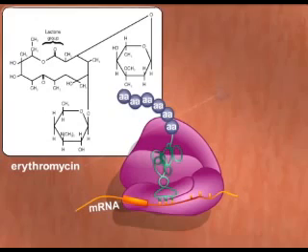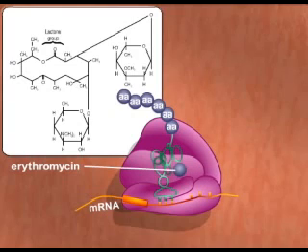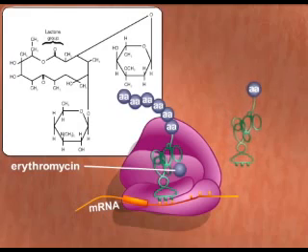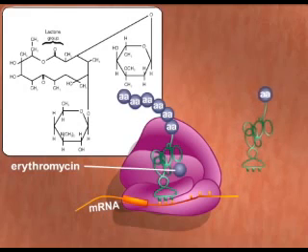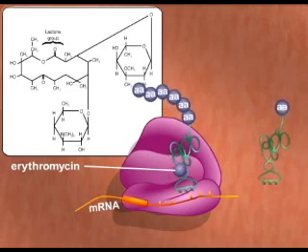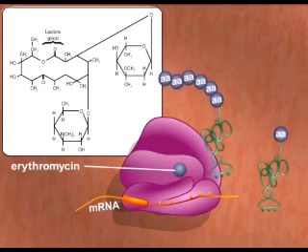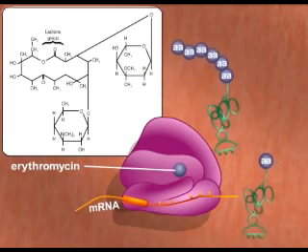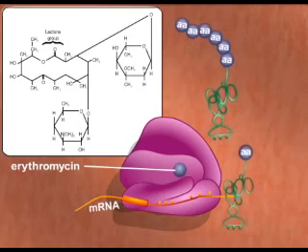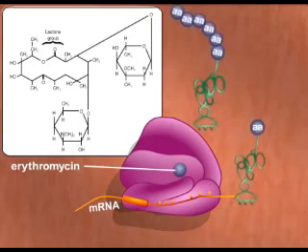Erythromycin, a macrolide antibiotic, binds to the 23S RNA found in the 50S ribosomal subunit and inhibits peptide chain elongation. This binding results in release of the peptidyl tRNA. Bacteria become resistant by producing enzymes that alter the erythromycin so that it can no longer interfere with protein synthesis.